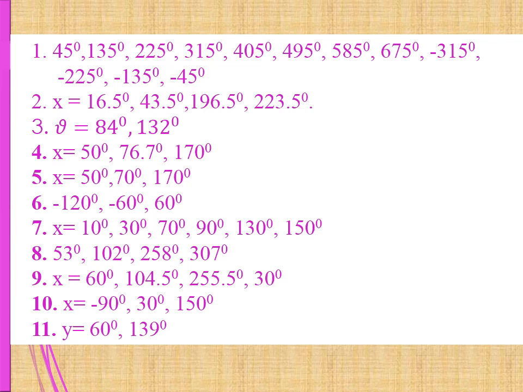Question 7, x is 10, 30, 70, 90, 130, and 150 degrees. Question 8, the answer is 53, 102, 258, and 307 degrees. Question 9, the answer is 60, 104.5, 255.5, and 300 degrees. Then question 10, x is negative 90, 30, and 150 degrees. And then question 11, y is 60 degrees and 139 degrees.